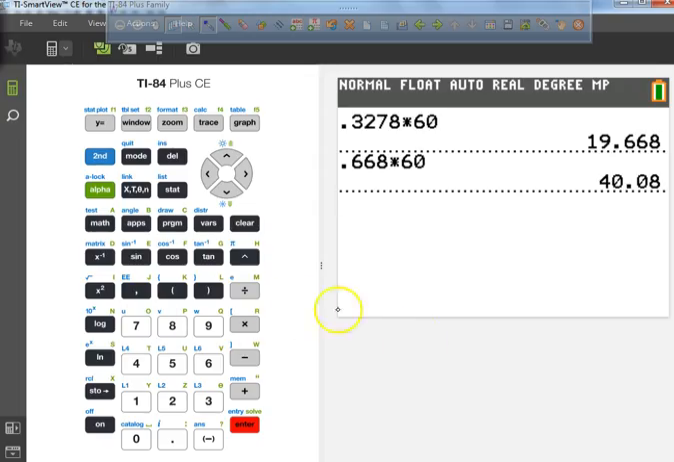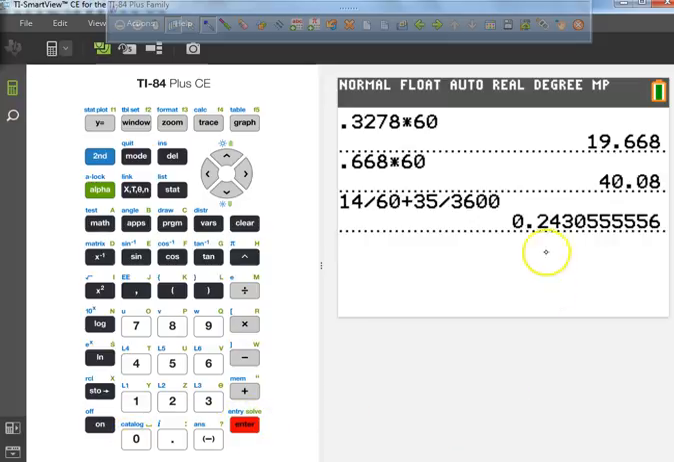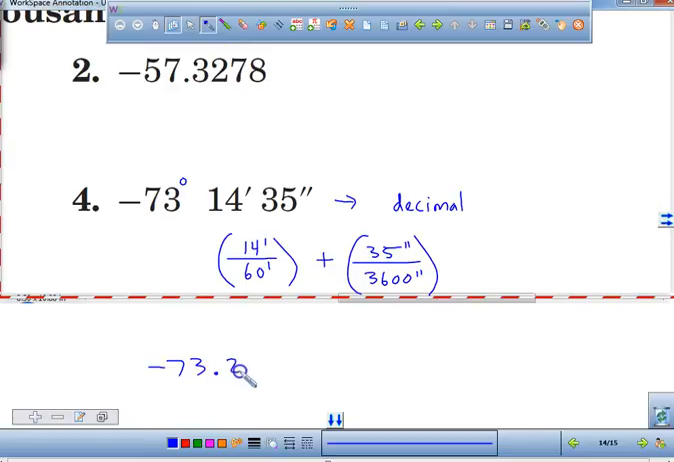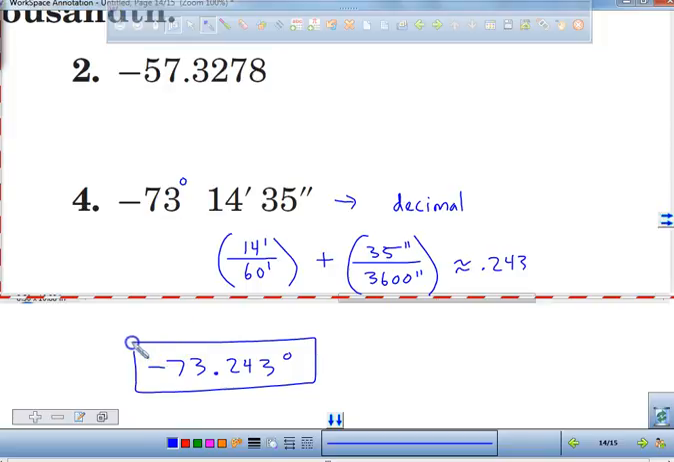So I'm going to do it right now, real quick. 14 divided by 60 plus 35 out of 3600. Okay. I'm going to get my decimal. 0.243. Do you see that 0.243? All right. Round to the nearest thousandth. So this is your answer, everybody. In degrees, negative 73.243 degrees. That's how you change degrees, minutes, and seconds to a decimal. So I'll do that for you.